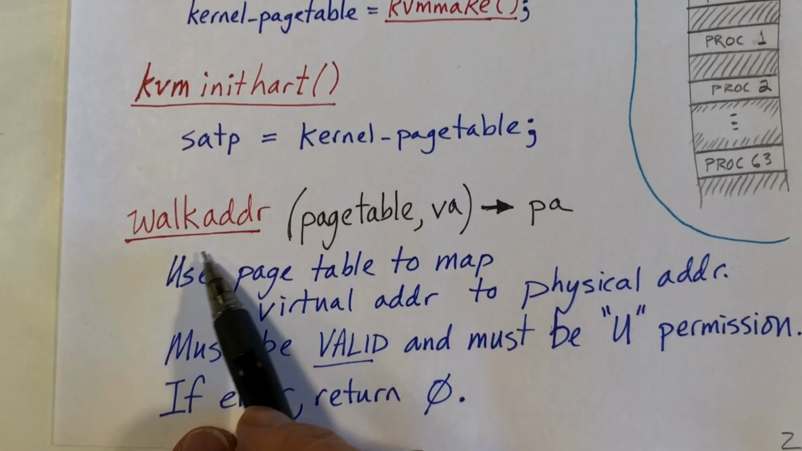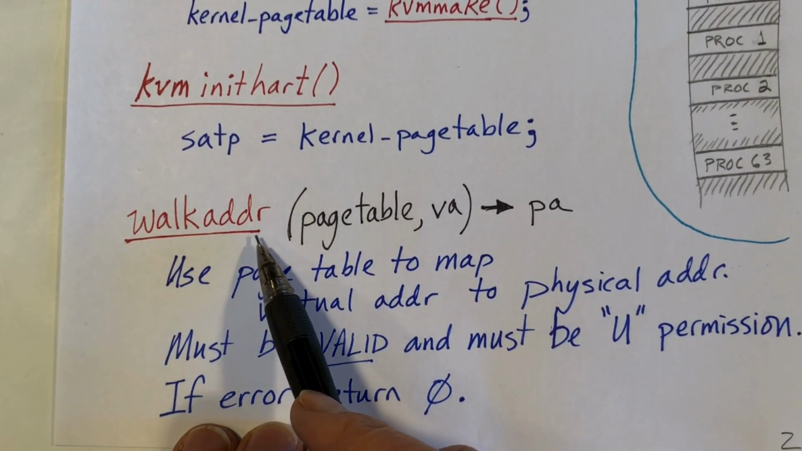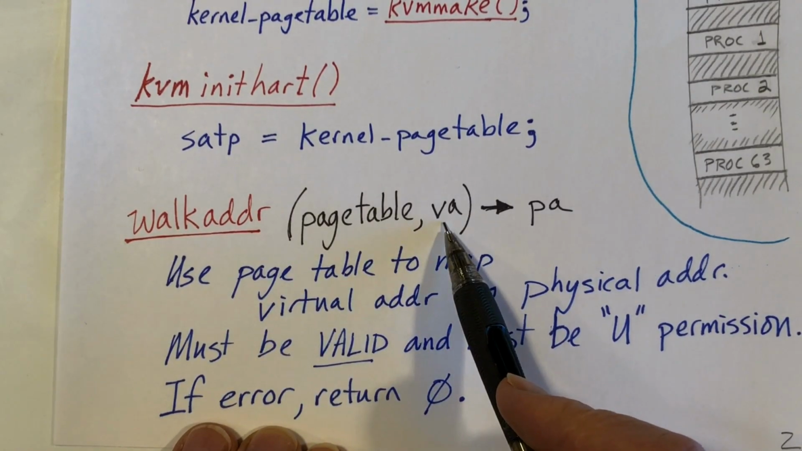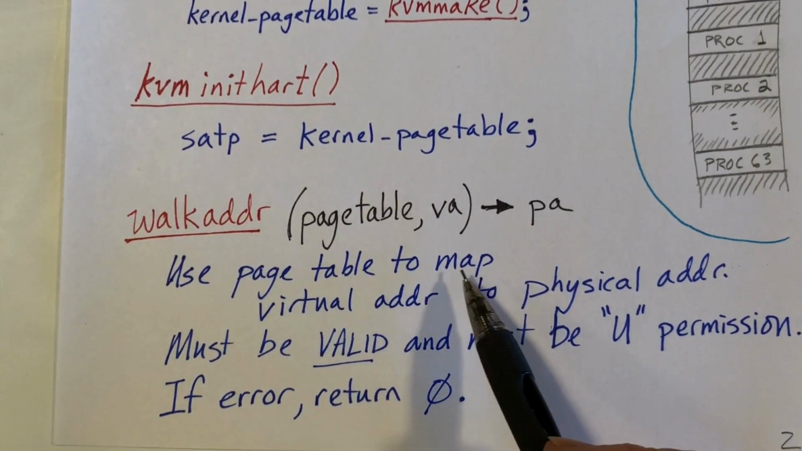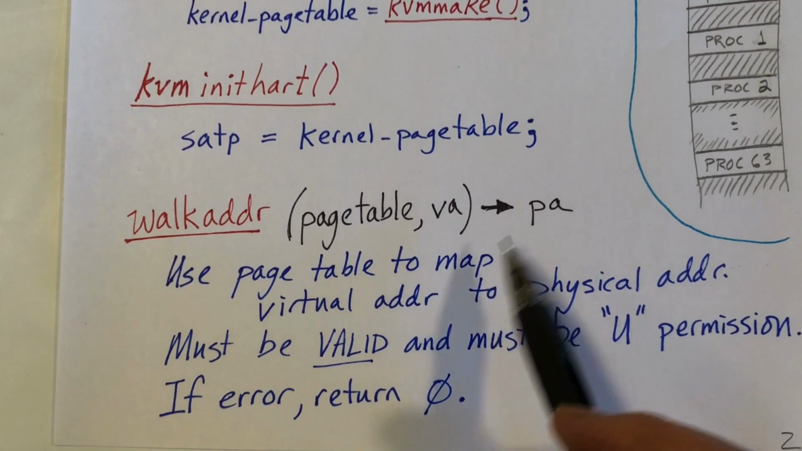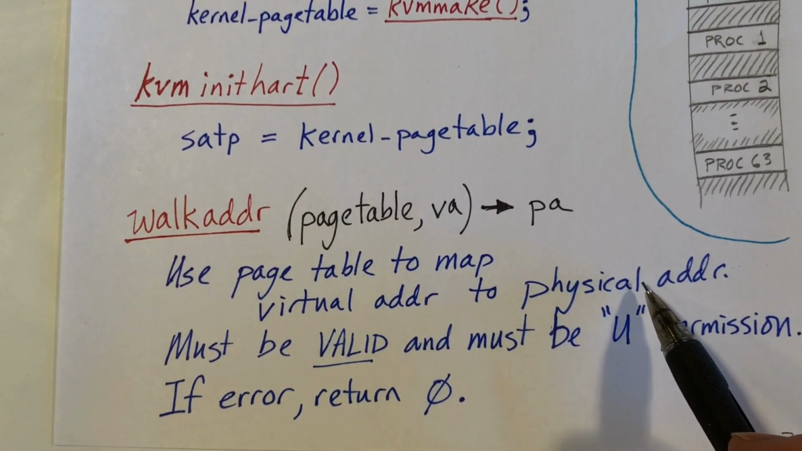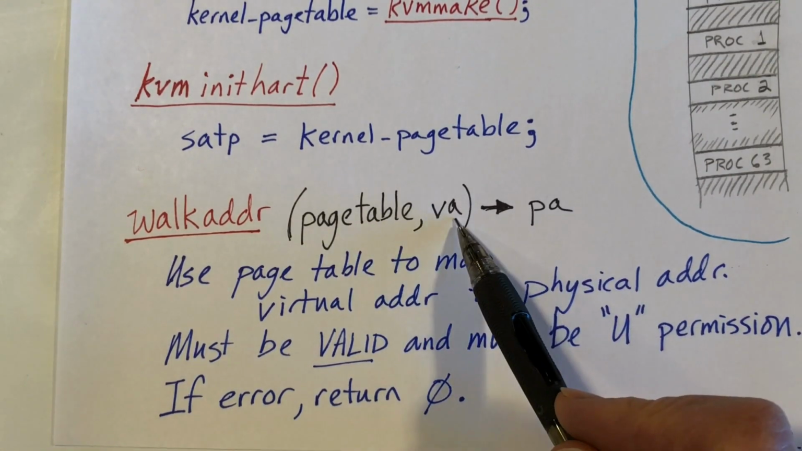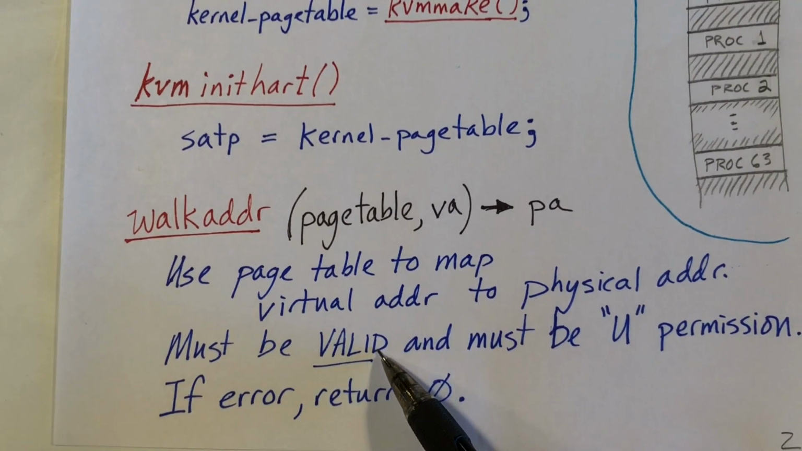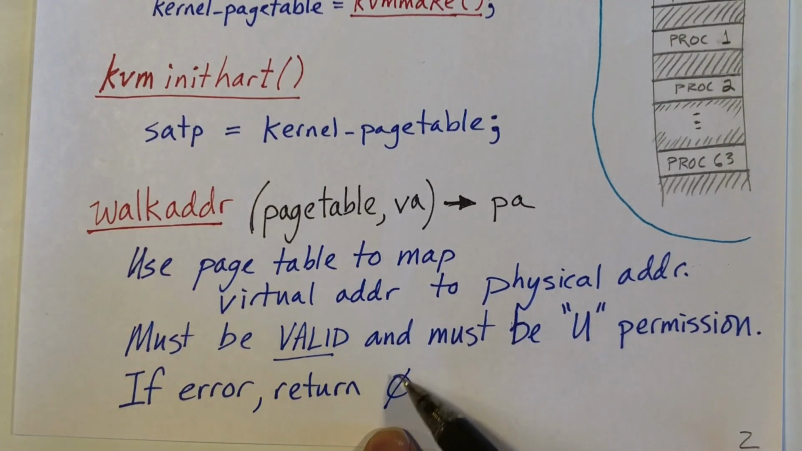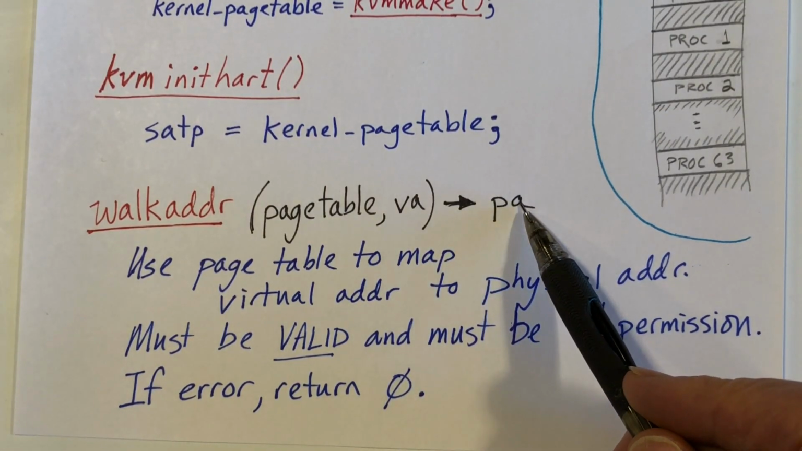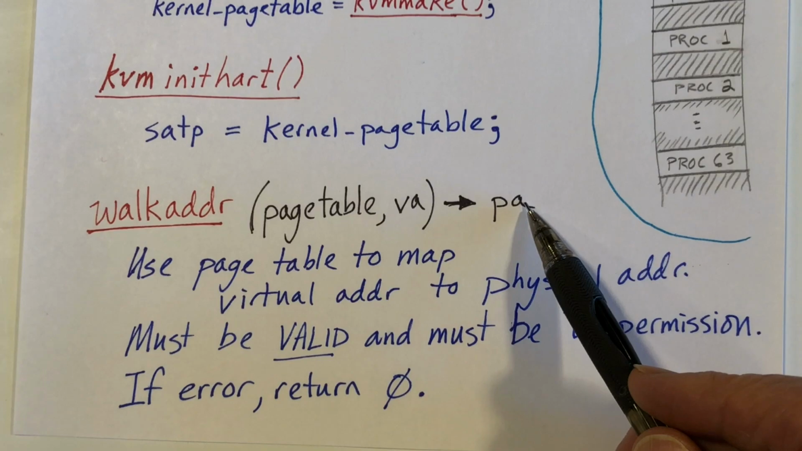Next, we have the walkaddr function, which is used to take a virtual address and convert it into a physical address. So this will use the page table and walk it to find which page that virtual address is mapped into, and then it will translate the virtual address into a physical address. The page on which this virtual address occurs must be marked valid, and it must have the U permission set. And if there's any problem, this function will return null or 0.